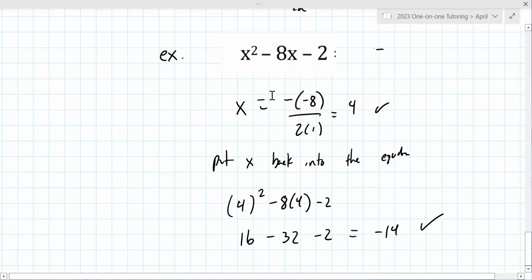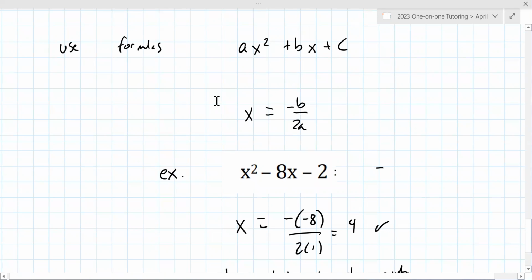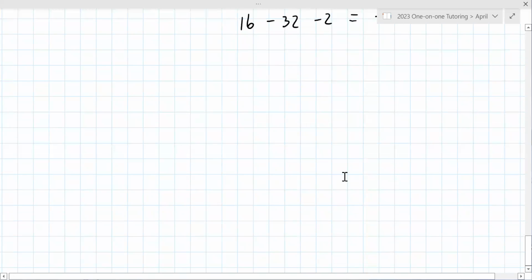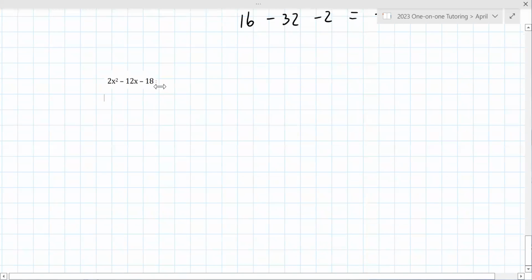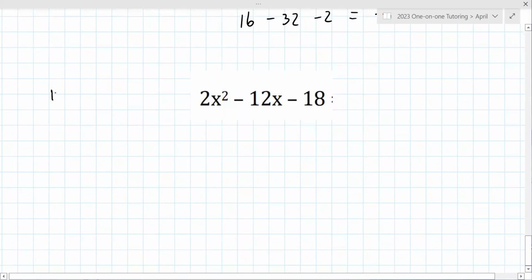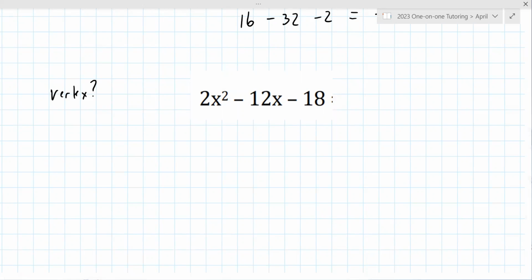Okay, so there's two parts to finding the vertex when you use formulas. The first is to find x. The second is to put that x value back into the equation to find y. So sometimes it's more involved than just reading it off the vertex form. So here's one for you to try. I'd like you to determine the vertex of this one, please. All right.